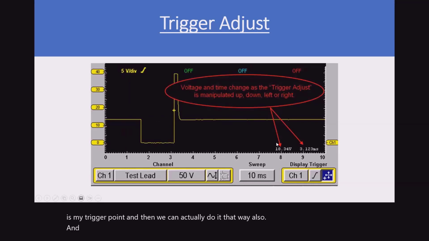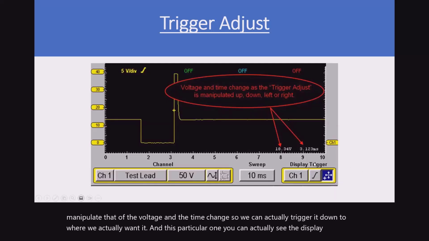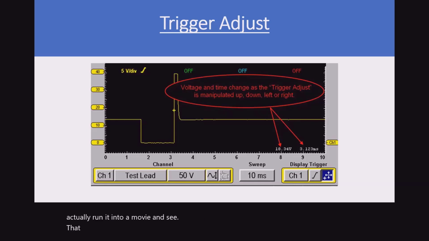And of course, we can do the trigger, and also adjust it to manipulate the voltage and the time change. So we can trigger it down to where we want it. On this particular one, you can see the display controls for the trigger down below here. We can capture that, and then we can dissect it. We can even run it in a movie and see it move, and that helps.